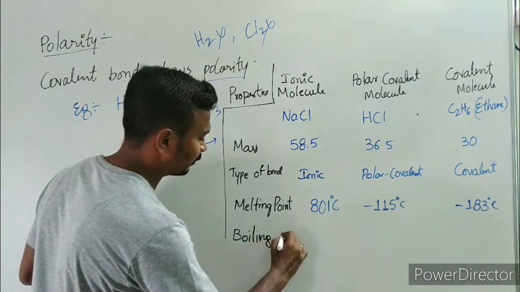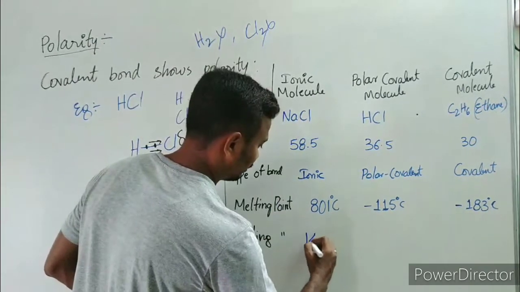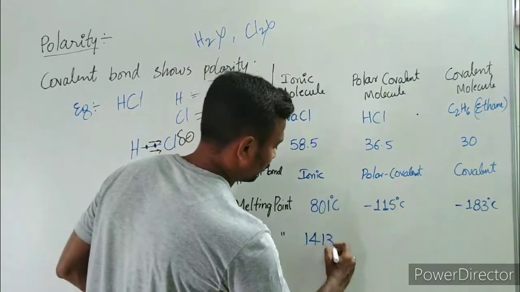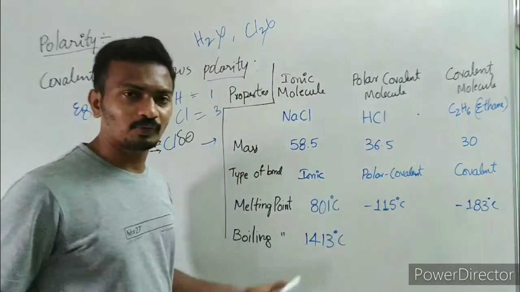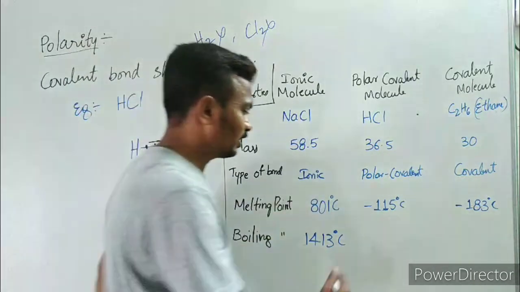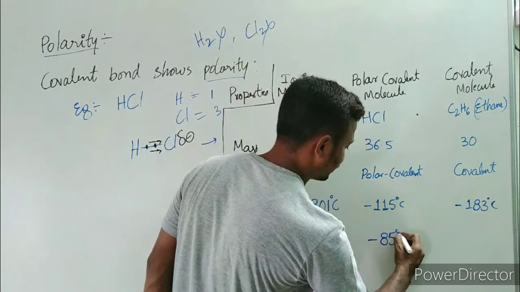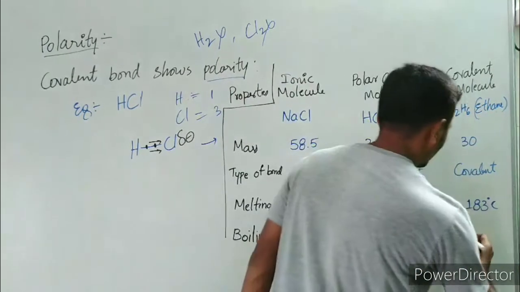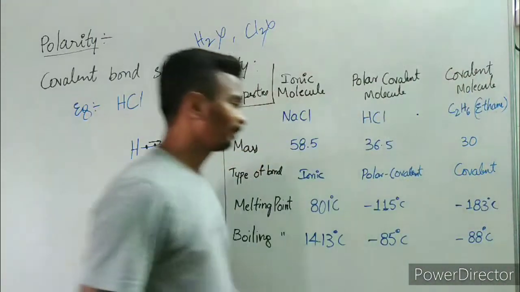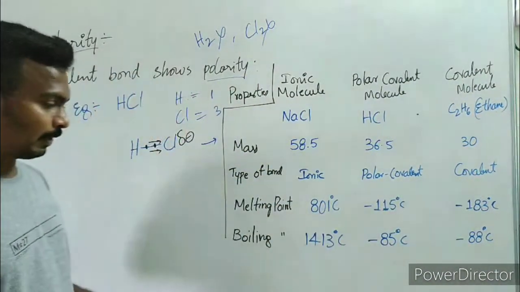After converting it into a liquid, that liquid should undergo boiling, and the boiling point is 1413 degrees centigrade, very high. Whereas if you look at this, it is going to boil at minus 85 degrees centigrade, and this is going to boil at minus 88 degrees centigrade. So there is a large difference in the physical properties.